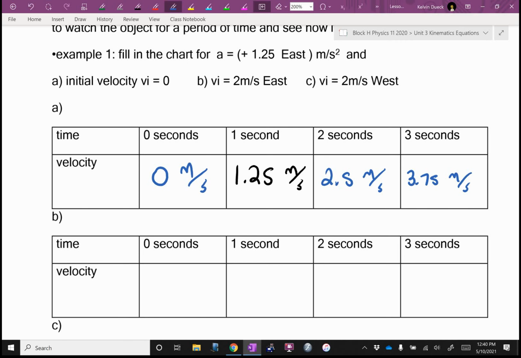Here's my question. What if I wanted to know your velocity after 500 seconds? Would I need to write out the previous 499 seconds, or is there a shortcut? Please let there be a shortcut.